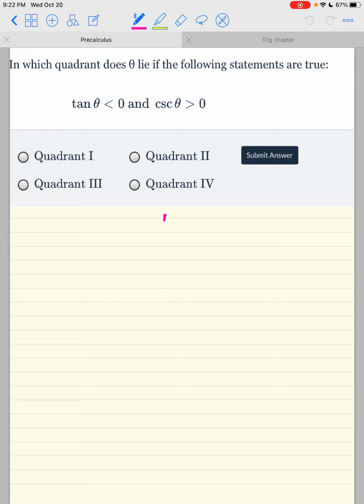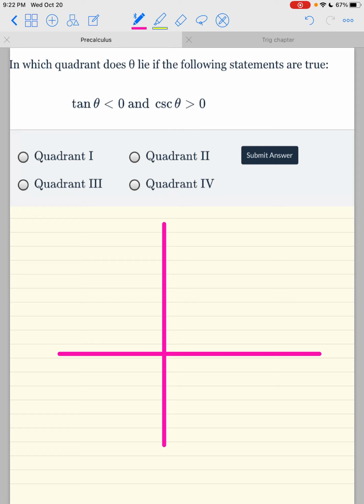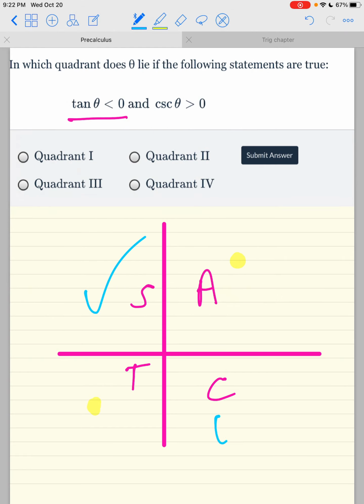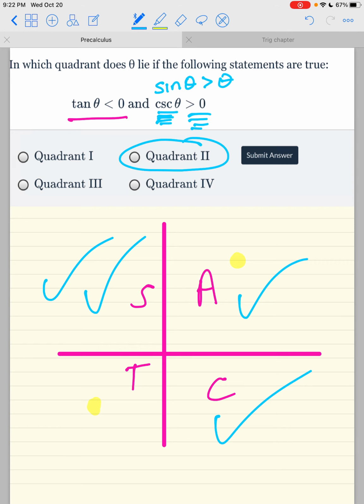And then here, where is tangent negative? Well, tangent is positive here and here. That means it's going to be negative at the other 2 places. I would look at cosecant and remind yourself that it is the same thing as sine. Okay, C and S, they go together. So go to sine. Where is sine positive? Here and here. So you're in quadrant 2.